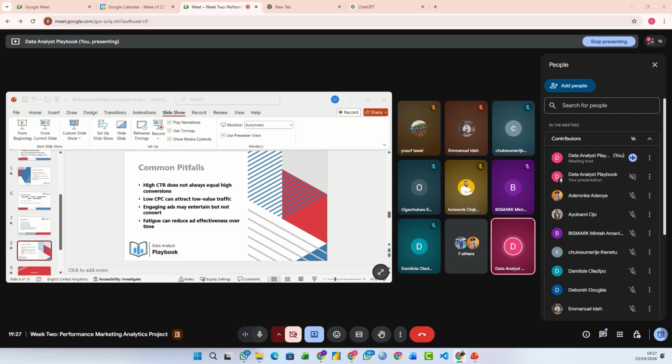So low cost per click. CPC is cost per click, and it can attract low value traffic. So cheap clicks may be low quality users. You find out that certain times, because people bought followers, the people clicking through these ads are just clicking so that they can go somewhere else. It's not like they click so that they can buy or convert to something else in your analytics.